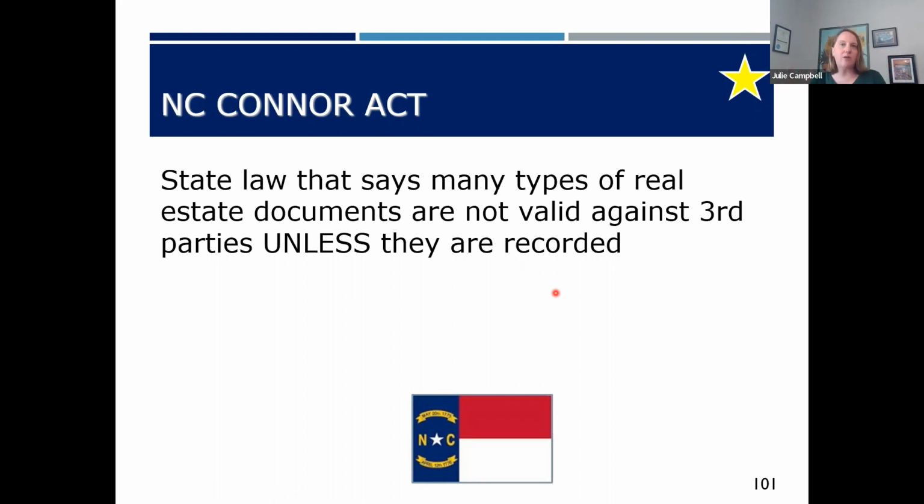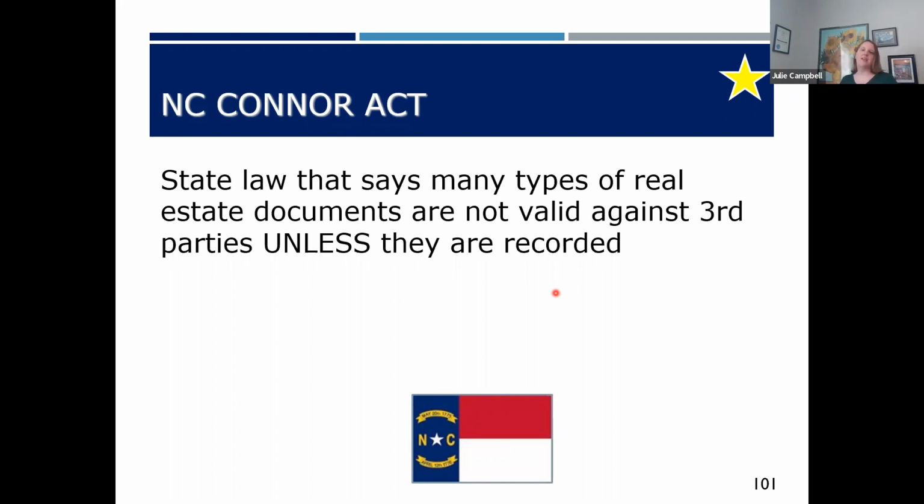Connor says, how do we make these documents valid? We record them. That's the whole point of recording, is to let everybody else know I am the owner of record. So Connor says, in order to be enforceable and in order to be valid against third parties, certain documents have got to be recorded. Again, where do we record? Register of Deeds, downtown at the courthouse.